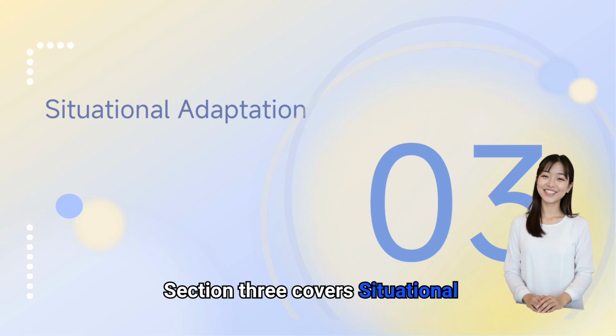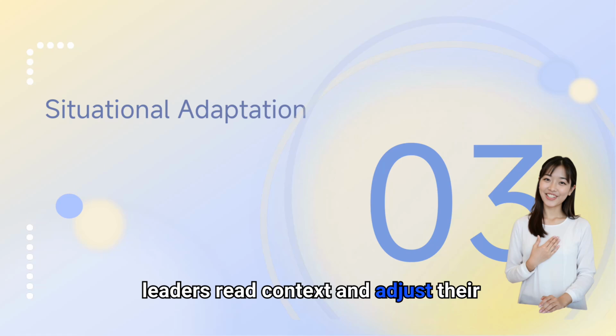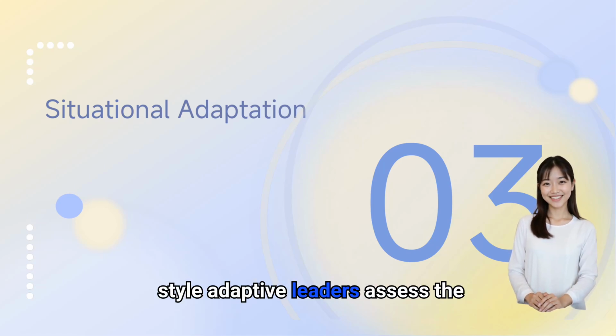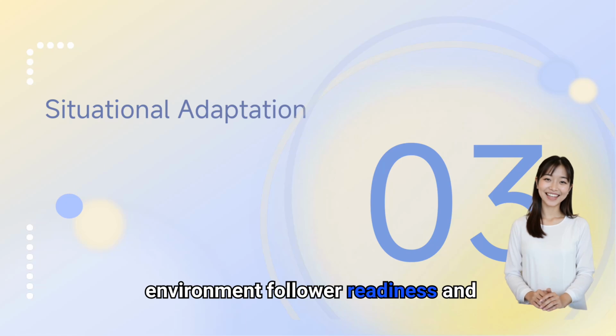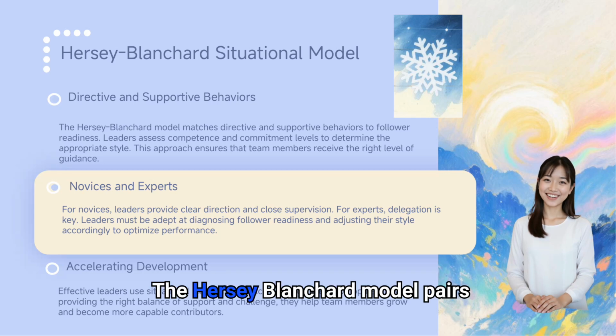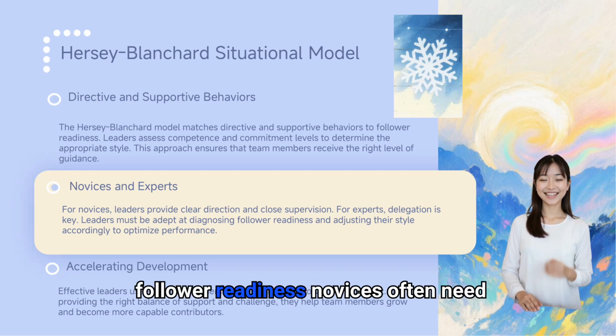Section 3 covers situational adaptation, highlighting how great leaders read context and adjust their behaviors. Instead of sticking to one style, adaptive leaders assess the environment, follower readiness, and goals to choose the most effective approach in the moment. The Hersey-Blanchard model pairs directive and supportive behaviors with follower readiness.